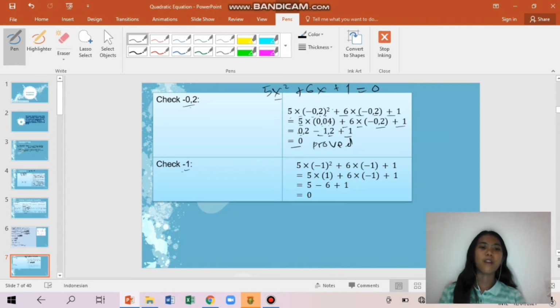And then the second one, we must check the point negative 1. So we replace the x with negative 1. And it becomes 5 times negative 1 squared plus 6 times negative 1 plus 1. So it becomes 5 times 1 plus 6 times negative 1 plus 1. And it becomes 5 minus 6 plus 1. So the answer is 0. So it's proven.